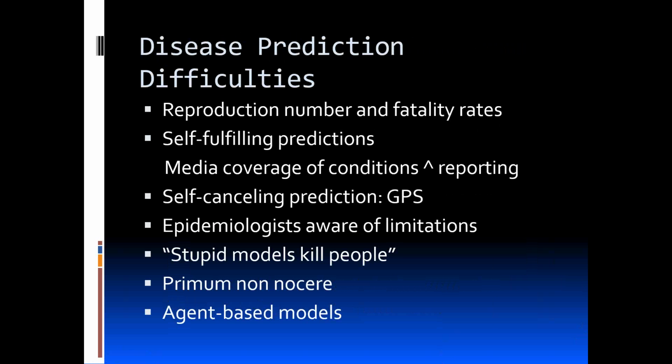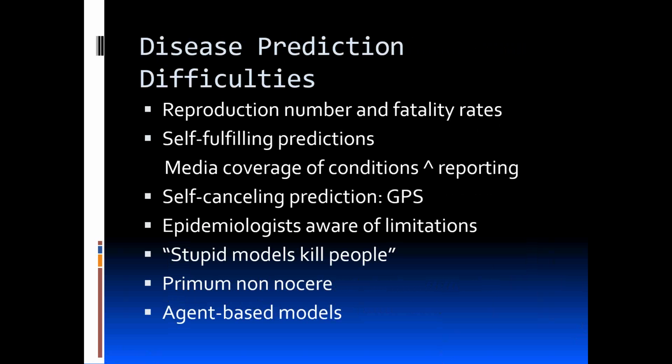Now, that being said, there are a lot of difficulties with disease prediction. One of those is to know how to predict how something is going to act and spread through a community. It has to spread through the community before we can tell. Some of the things that we use to try to make predictions are things called reproduction number and fatality rates.